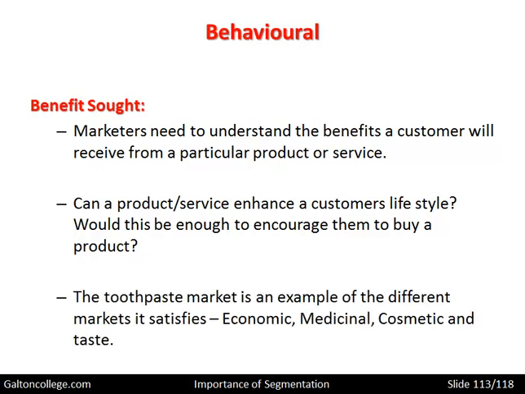The toothpaste market is an example of the different market it satisfies. So it's economic, medical, cosmetic and taste. So when we buy toothpaste, we look at the price of the toothpaste. But it's medicinal as well. It's good for us. It's good for our gums and it's good for our teeth, and so we buy toothpaste. It's cosmetic. It makes us look good as well. We have nice teeth, so it's nice when people smile.